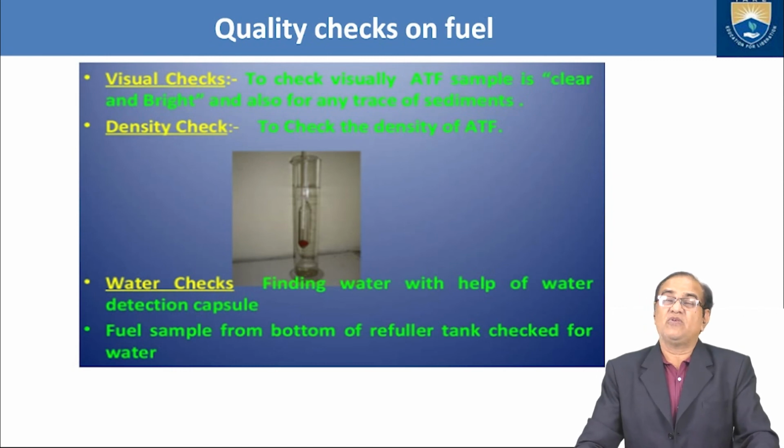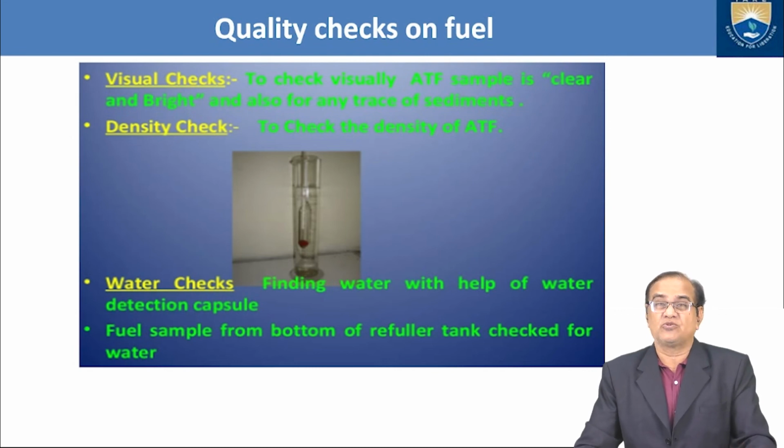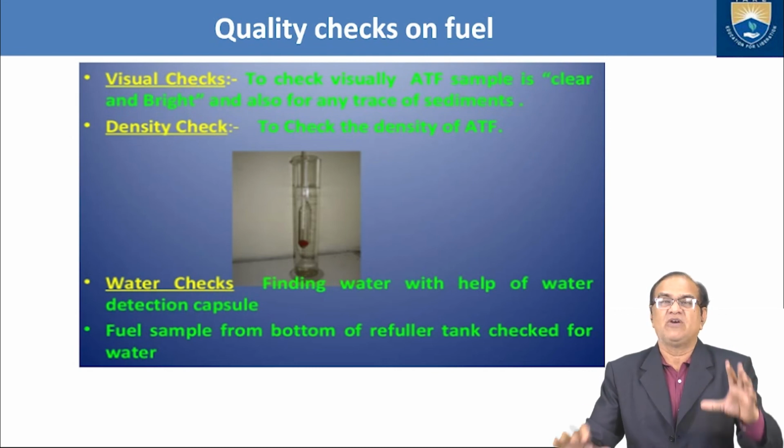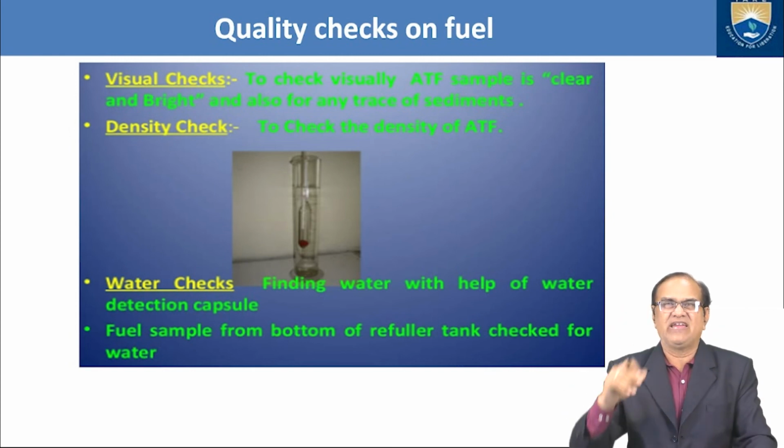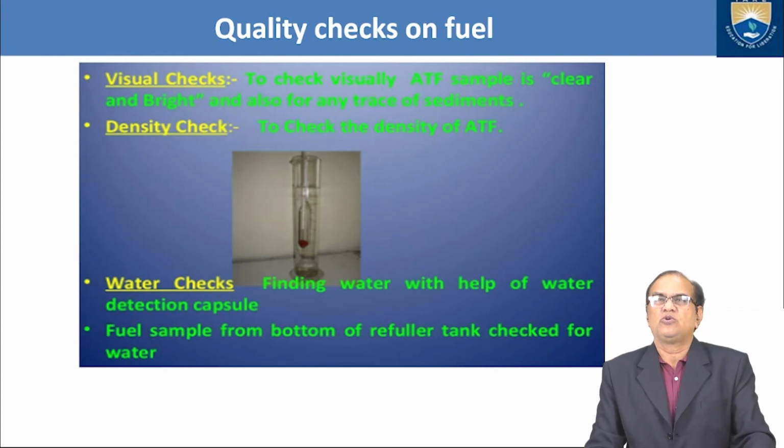Quality checks on the fuel: we have to make sure that the quality of the fuel is also maintained. So what are the checks we have to do? First, we have to do the visual checks. We have to look at it in a glass, as shown here. To check visibility, the ATF sample should be clear and bright, and also free of any trace of sediments.